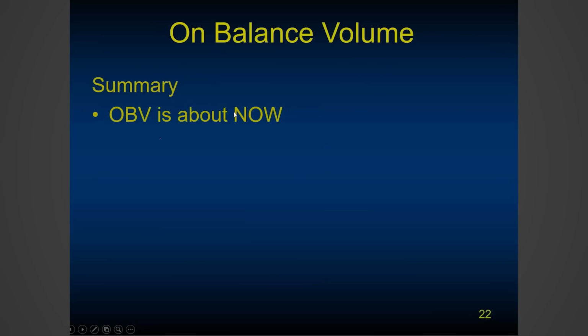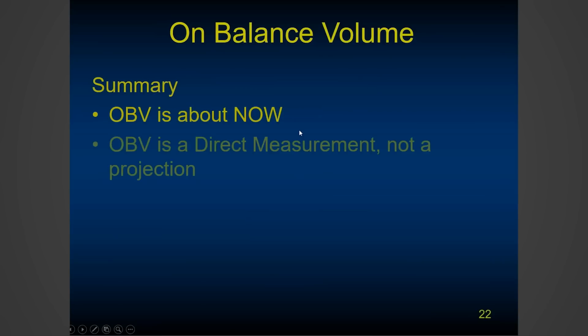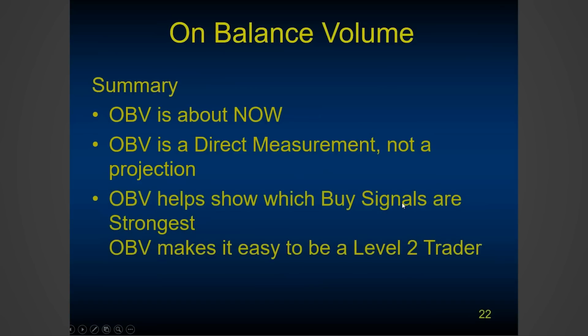So just to summarize, the OBV is about now. It's a direct measurement. It's not a projection. It shows which buy signals are the strongest, and it makes it easier to be a level 2 trader. We think it has an awful lot going for it. We use it all the time. We use it as the last thing we look at on any trade.